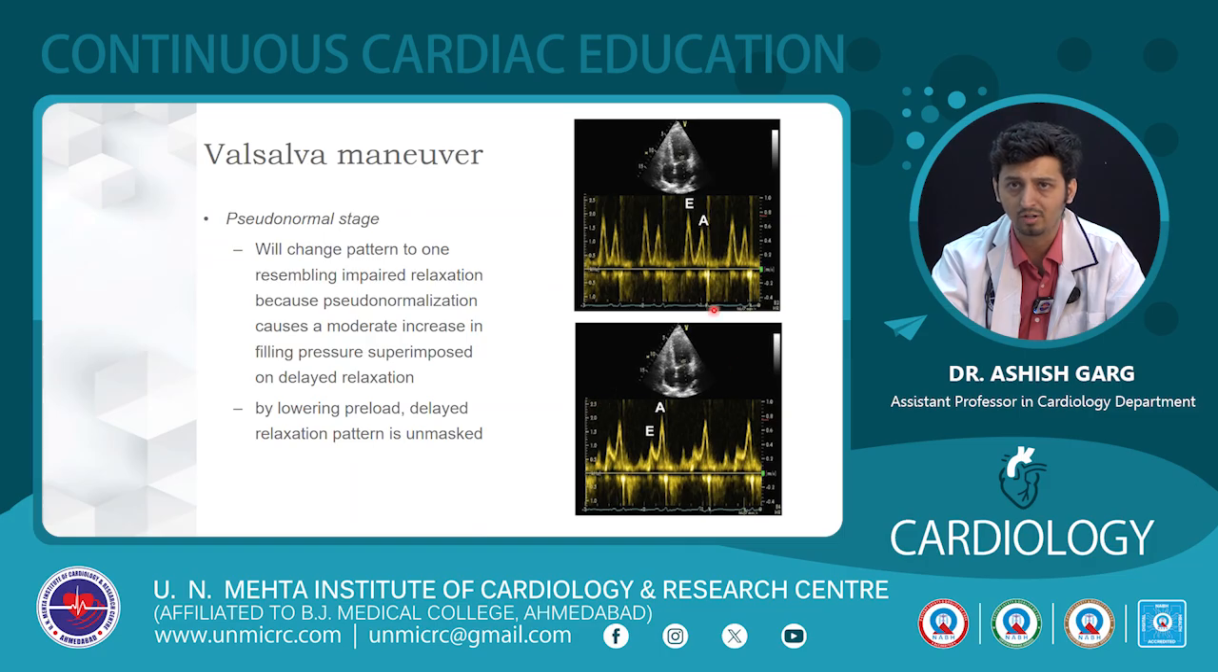This image beautifully depicts how the Valsalva maneuver can be used to differentiate a pseudo-normal pattern from a normal pattern. This patient had a normal kind of E by A pattern, and when you make the patient perform the Valsalva, there is a decrease in E velocity and a decrease in E by A ratio. So this indicates diastolic dysfunction.